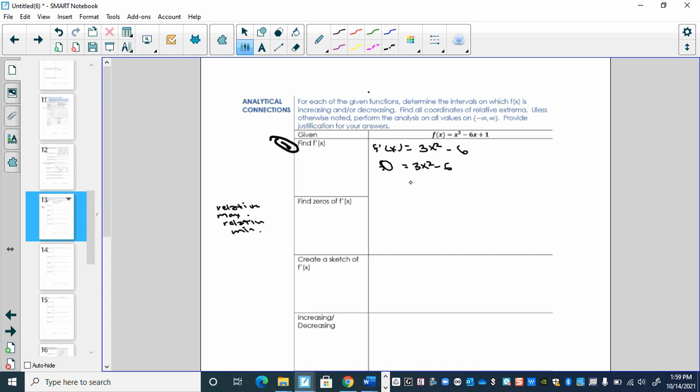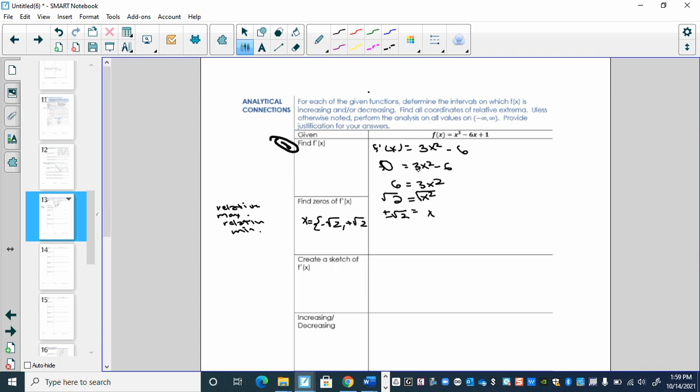Basically this gets set equal to 0, so 0 equals 3x squared minus 6. I'm going to take my 6 over here, make it positive, 3x squared. I'm going to divide both sides by 3. I get x squared equals 2. Take the radical of both sides. I get x equals plus or minus square root of 2. So I got my zeros. I'm going to write x equals, curly bracket, negative square root of 2 and positive square root of 2.